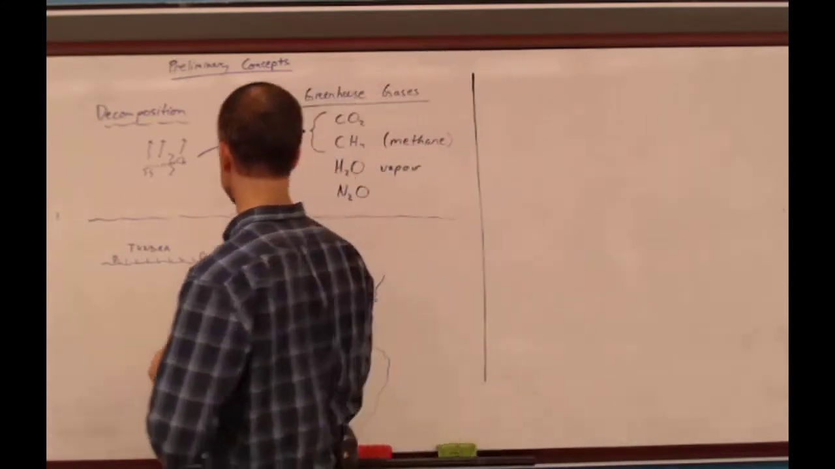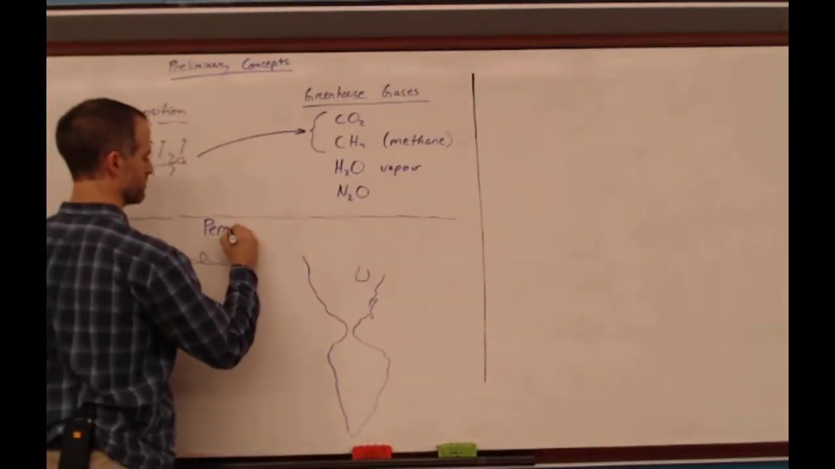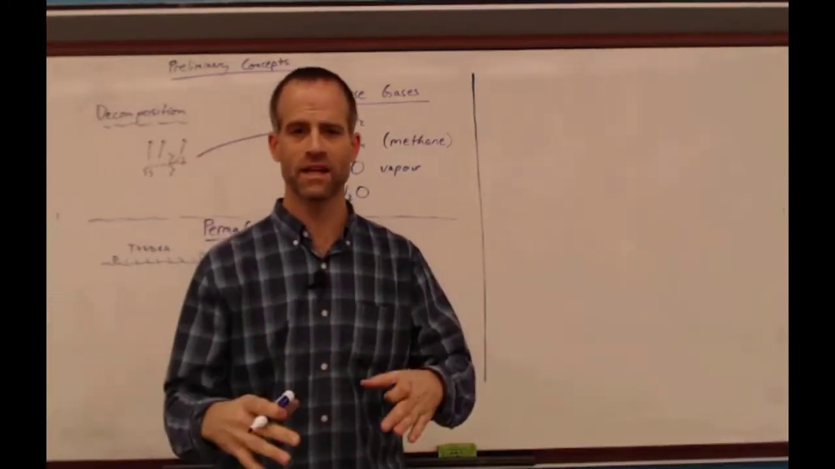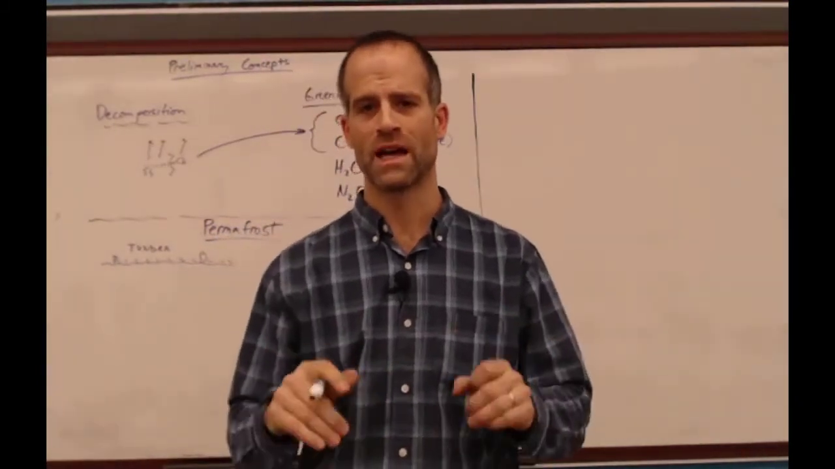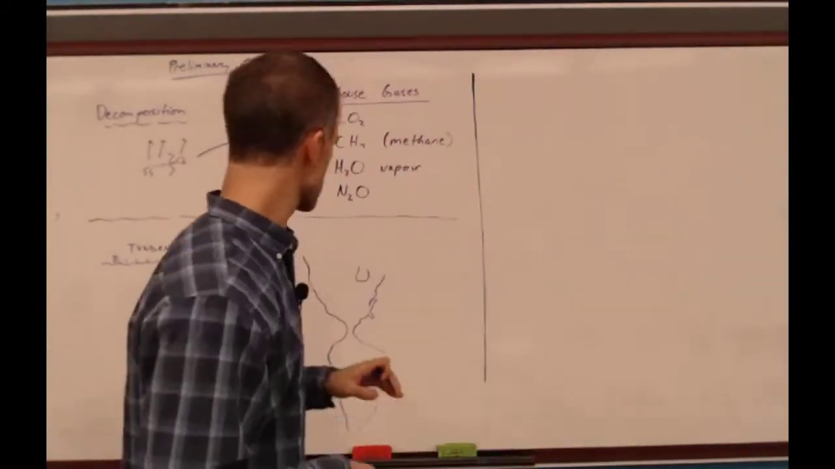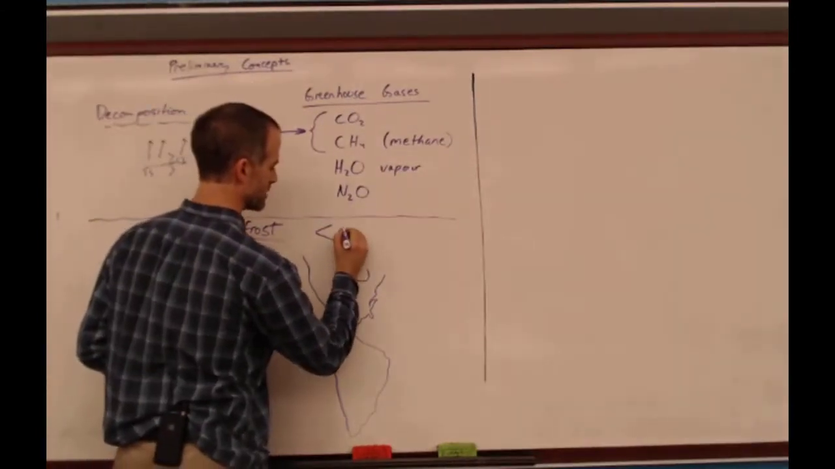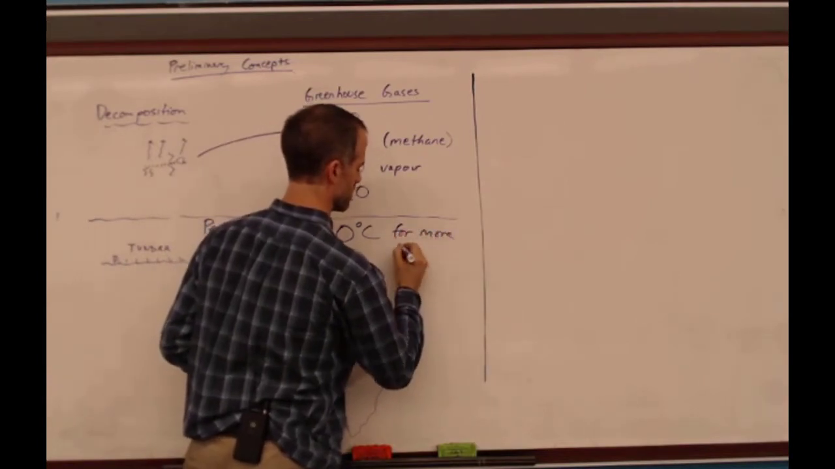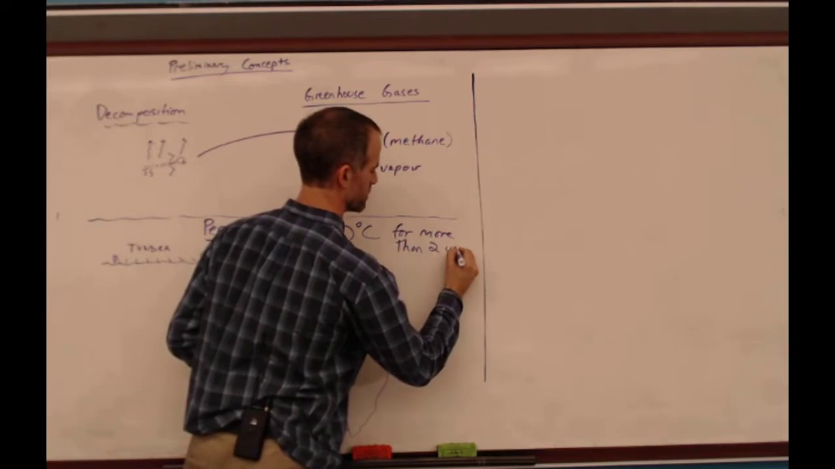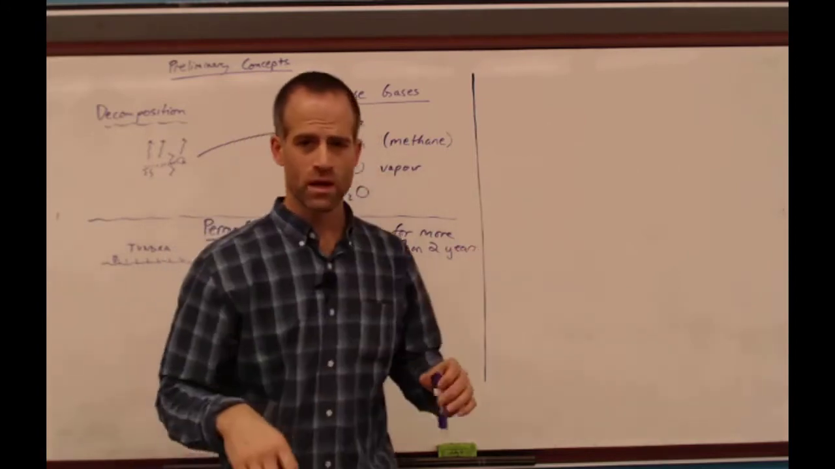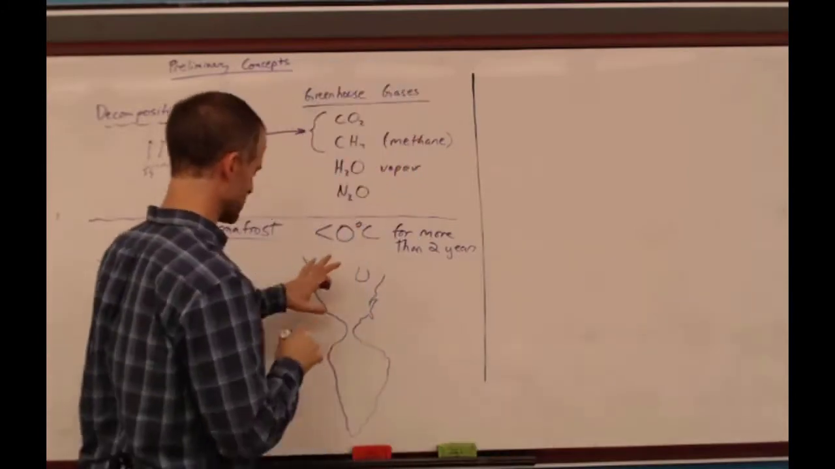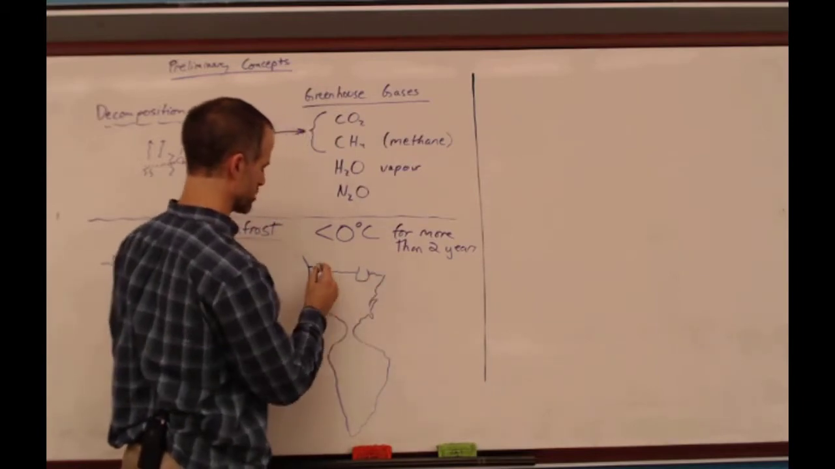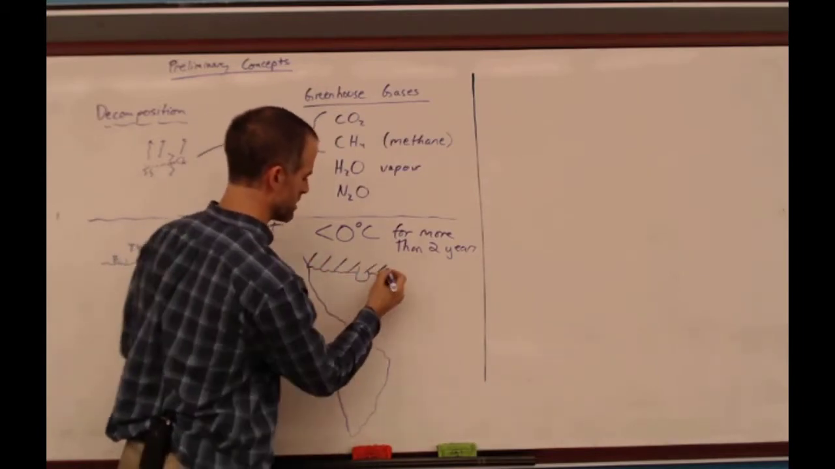So let's start with permafrost, okay? Permafrost is any land that stays below 0 degrees for at least 2 years. Okay, so less than 0 degrees Celsius for more than 2 years. Okay, so up north in Canada, if we look at the map of America, up north in Canada, right, maybe the top quarter-ish or so, all of this part is permafrost.